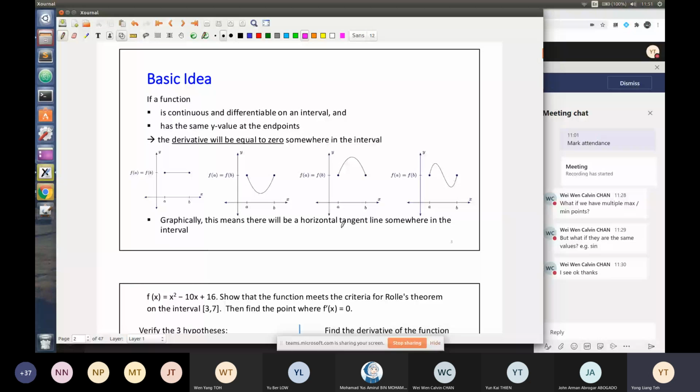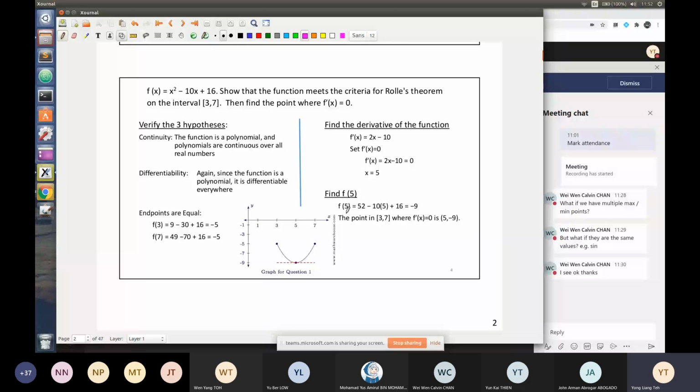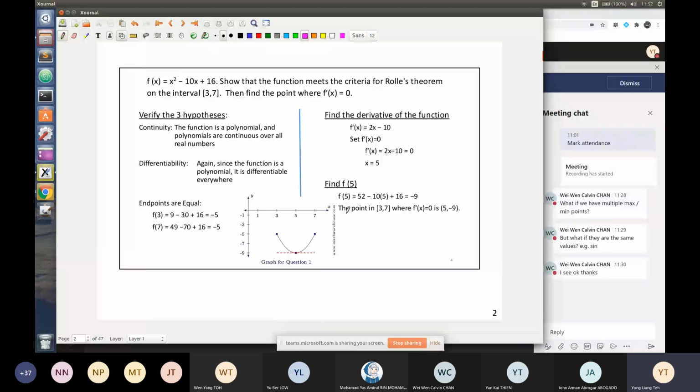Okay, so this is the basic idea as I've shown you already, right? So there must be some horizontal tangent line somewhere in this interval, if your f(a) equals f(b). So let's look at this example, to demonstrate the use of Rolle's theorem, which is basically to show the existence of the so-called stationary point. If you have f equal to this quadratic function here, we're supposed to show that the function meets the criteria for Rolle's theorem on the interval [3, 7]. Then I'm supposed to find the point for which you have your stationary point.